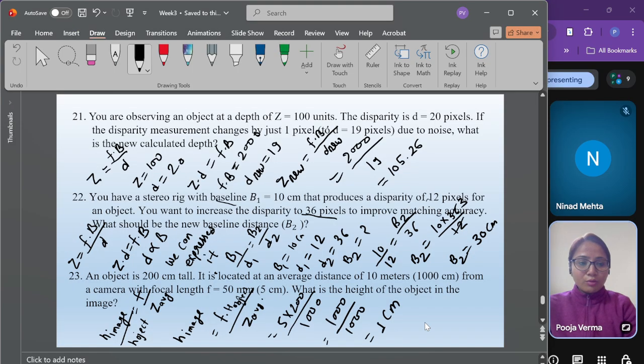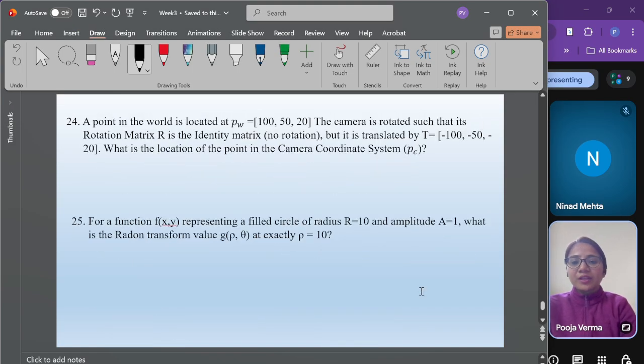Okay. So now moving to our next question. Next two more questions. The next question is, a point in the world is located as PW. It is 100, 50, and 20. The camera is rotated such that its rotation matrix R is the identity matrix. There is no rotation, but it is translated by this value -100, -50, and -20. Then what is the location of the point in the camera coordinate system?